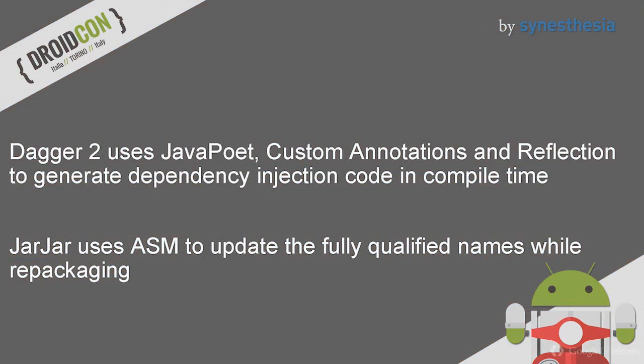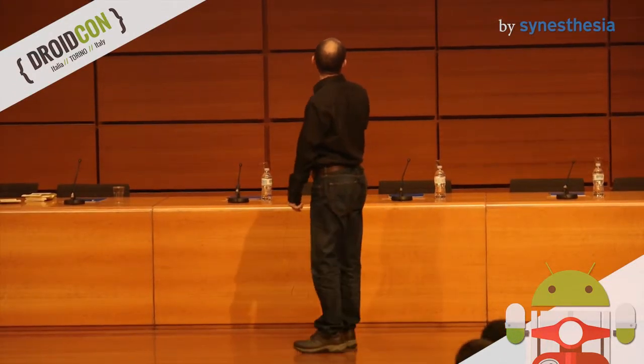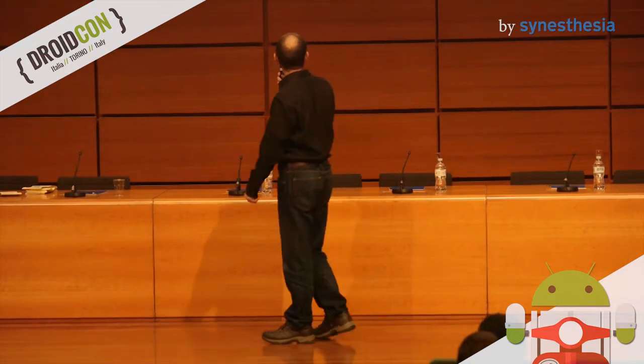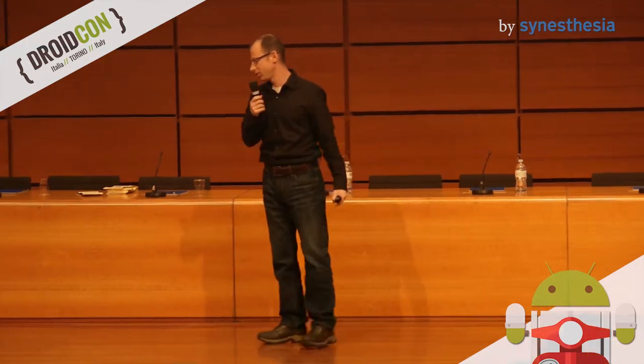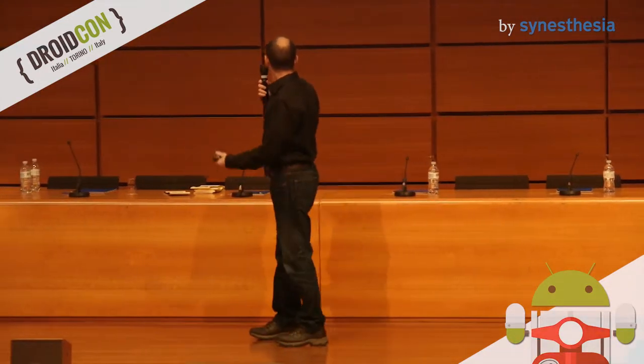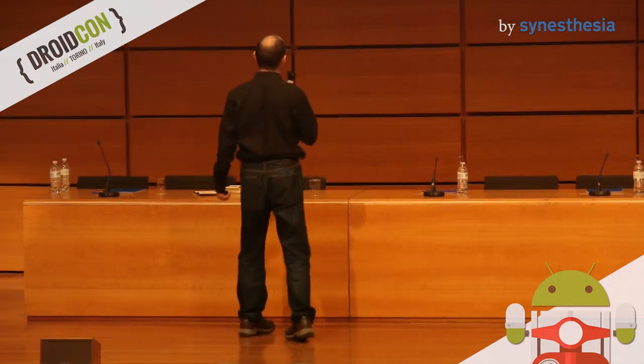So, let me give you a few real-world examples. Who has heard about Dagger 2, dependency injection? Excellent. It uses JavaPoet, custom annotations and reflection to generate dependency injection code at compile time. Again, when you have time, take a look at the sources. Excellent code to look at. And our friend Jar Jar, from two minutes before, as we talked, uses ASM to update the fully qualified names while repackaging.